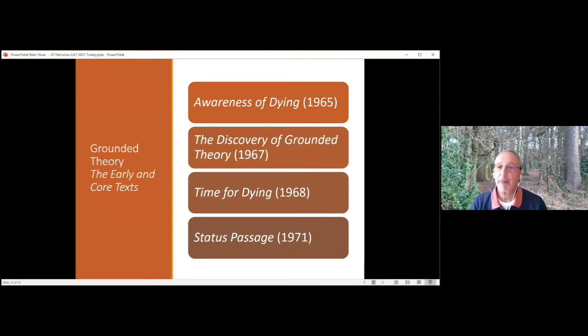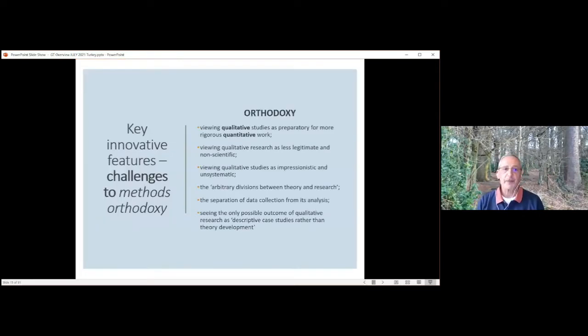Awareness of Dying, which came out in 65. There were some articles in the early couple of years before. Discovery of Grounded Theory, which is a book that everybody quotes from or references, but not everybody, I think, reads. And I don't think you need to read it as a student. Time for Dying, which was based on the same data as Awareness of Dying, but came out a few years later. And Status Passage. There were other books, but this was most of the work they did jointly in the 60s and 70s.